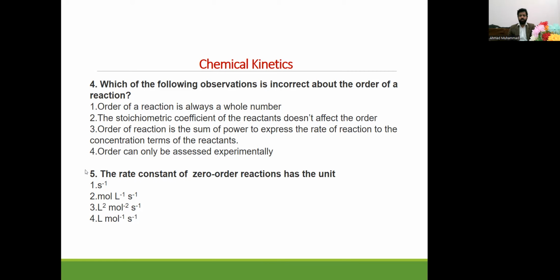So we should move to question number five. The rate constant of the zero order reaction has the unit: per second, mole per liter per second, mole square, mole inverse square, mole per second liter, mole inverse second inverse. So the rate constant for the zero order reaction is B, mole per liter per second.